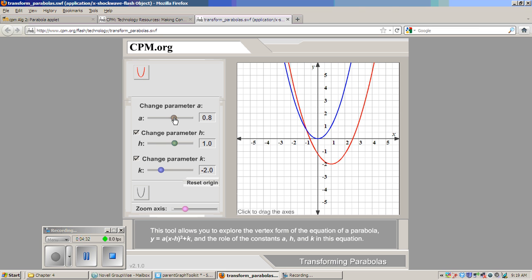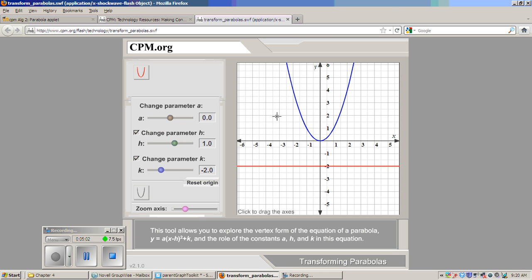And let's make a really big number. So here a is getting big, big, big, big, big. Notice as the bigger the value of a gets, the skinnier the parabola gets. If I move it to be a small number, like a fraction, it gets wide. But when a equals 0, I just have a straight line. And remember, if a equals 0, my equation would be something like y equals 0 times x squared plus whatever. And so that would just be a straight y equals k.